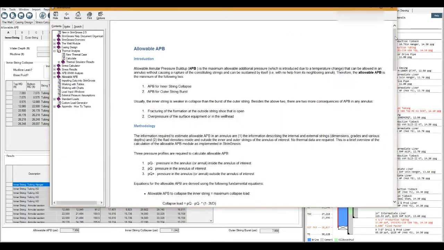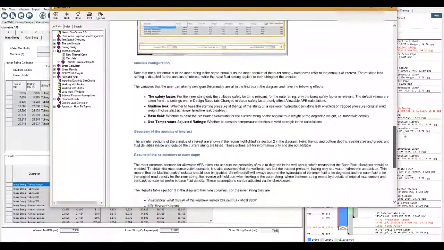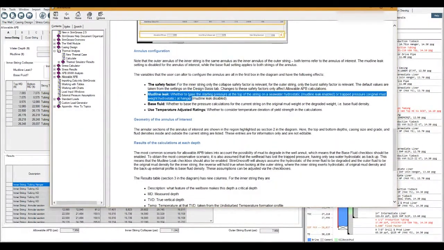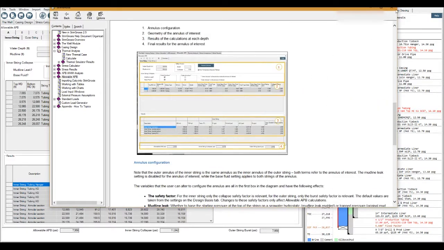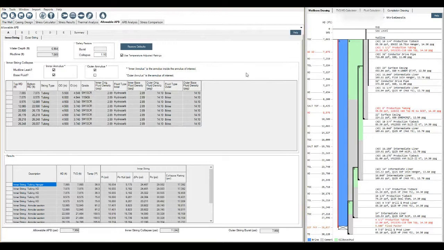So I would come across to my help file, scroll down here, and then we've got a great explanation of what mudline leak is. It's whether to base the starting pressure at the top of the string on a seawater hydrostatic or the trapped pressure at the hanger. And there's two different thoughts throughout the industry of what people want to do. So we give the user the option of doing both.